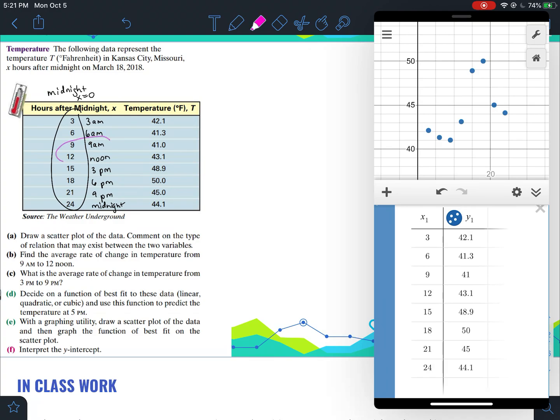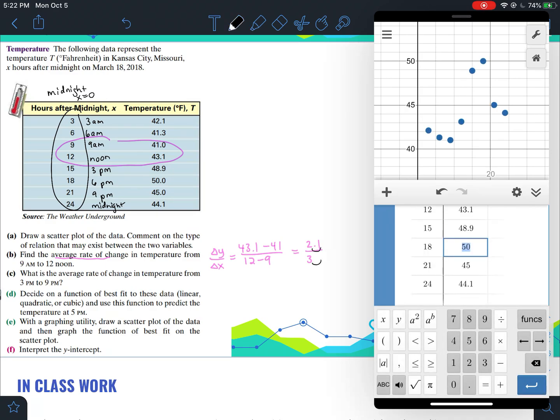So the average rate of change from 9 a.m. to noon. Average rate of change, remember, is just a fancy way of saying slope. So it's the change in the y values over the change in the x values. My y values are 43.1 minus 41 over my x values, 12 minus 9. 43.1 minus 41 is 2.1, and 12 minus 9 is 3. So it's 2.1 over 3, or, since we can't have decimals and fractions, 21 over 30, which is 7/10.